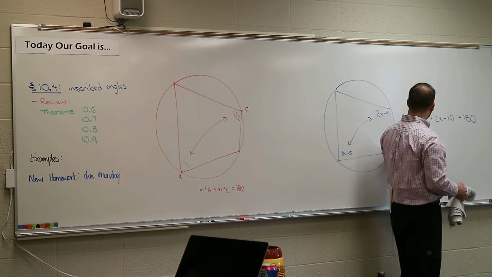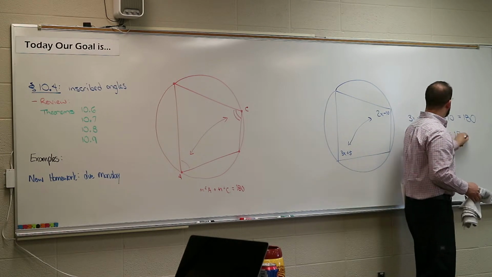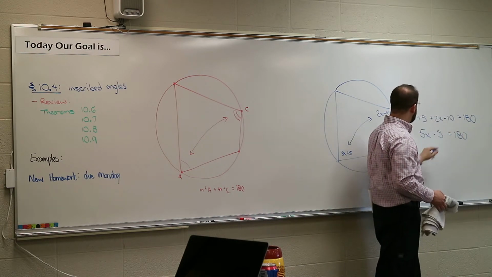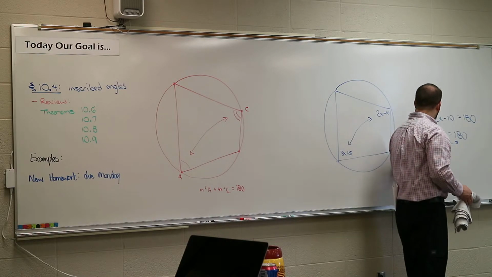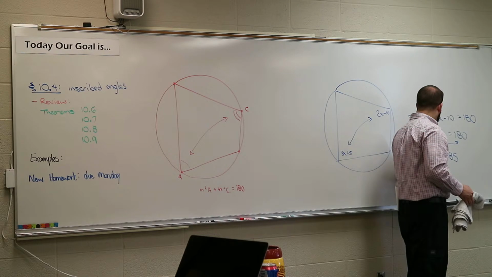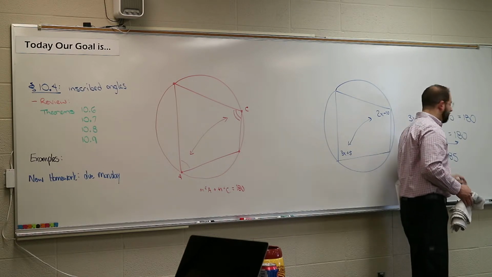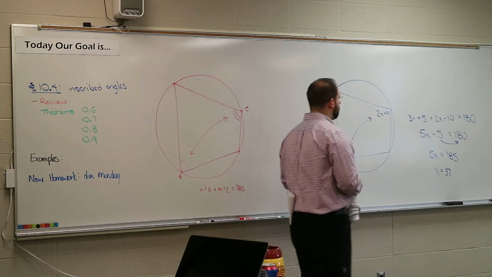That's saying, so if I add these together, that's 5x minus 5 equals 180. That's adding numbers and variables together. Add this across. 5x equals 185. And if I divide, what is that? 37 degrees. Divided it right in my head.